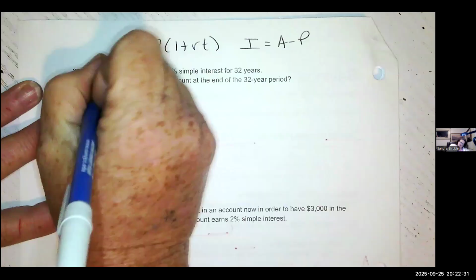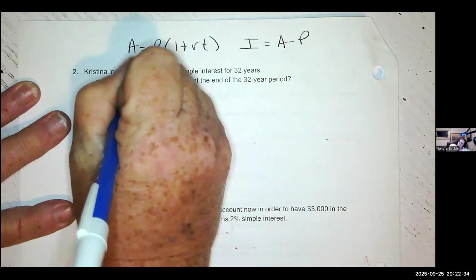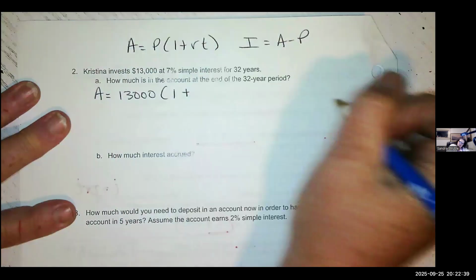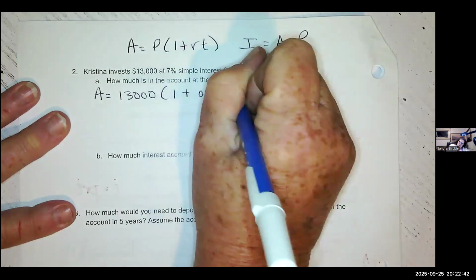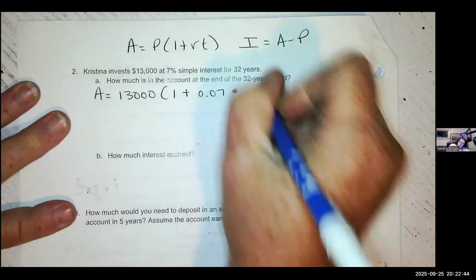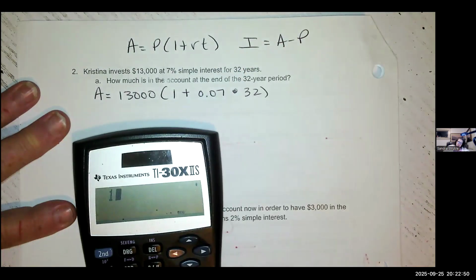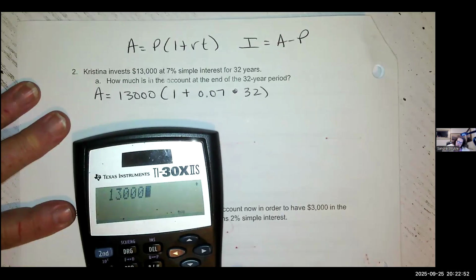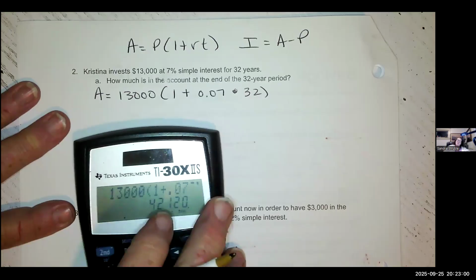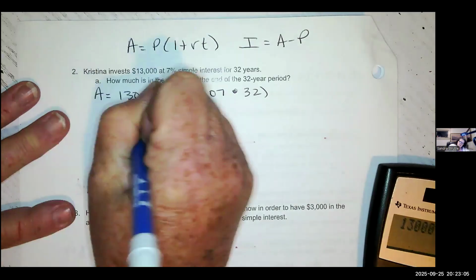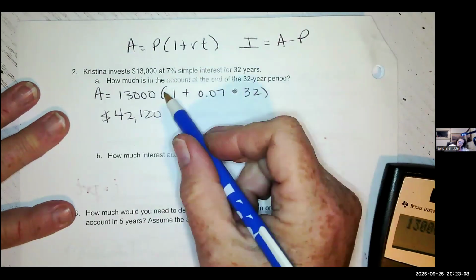All right. Invested 13,000 at 7% simple interest. 7 divided by 100 is 0.07, times time, which is 32 years. Put that in directly in the calculator: 13,000 parenthesis 1 plus 0.07 times 32 close parenthesis equals 42,120. $42,120 was in the account.